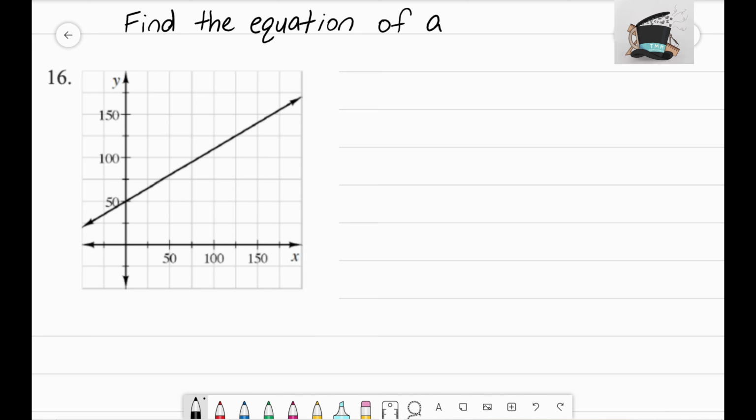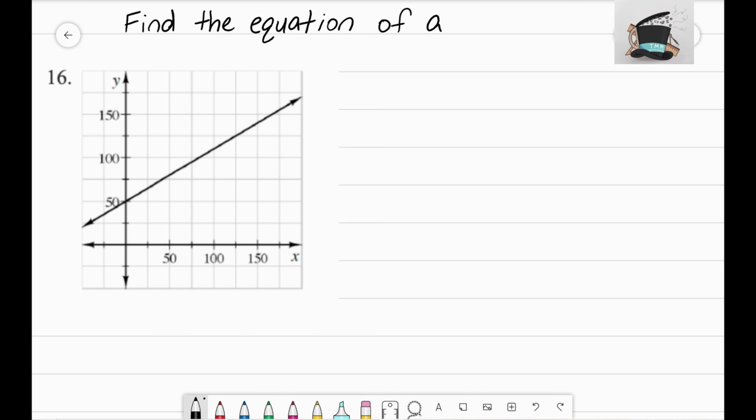Now checkpoint 5b is all about finding the equation of a line, and it depends: you're either given some points, you could be given a table, or in this case, you could be given a graph. And we want to see, can we find the equation of this line? Now, hopefully we remember what an equation of a line looks like. We spent all of first semester working with this equation.